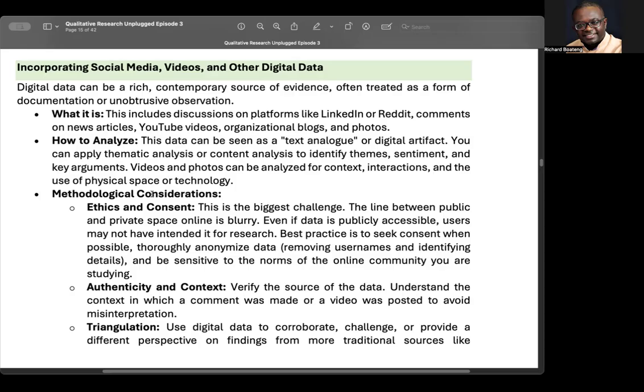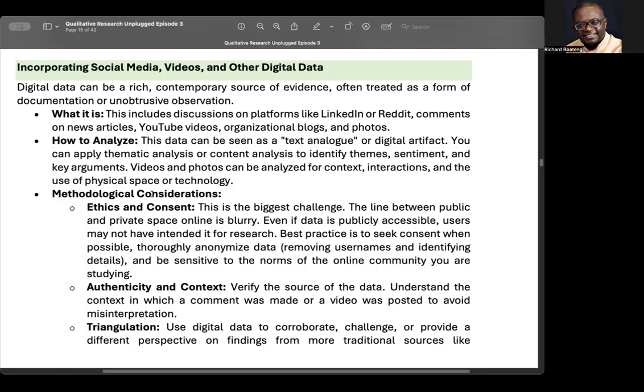Public versus private online. Huge challenge. This is probably the biggest hurdle with digital data. Just because something is publicly accessible online doesn't automatically mean the creator intended or consented for it to be used in research. The lines are very blurry. So what's the best practice for doctoral students?